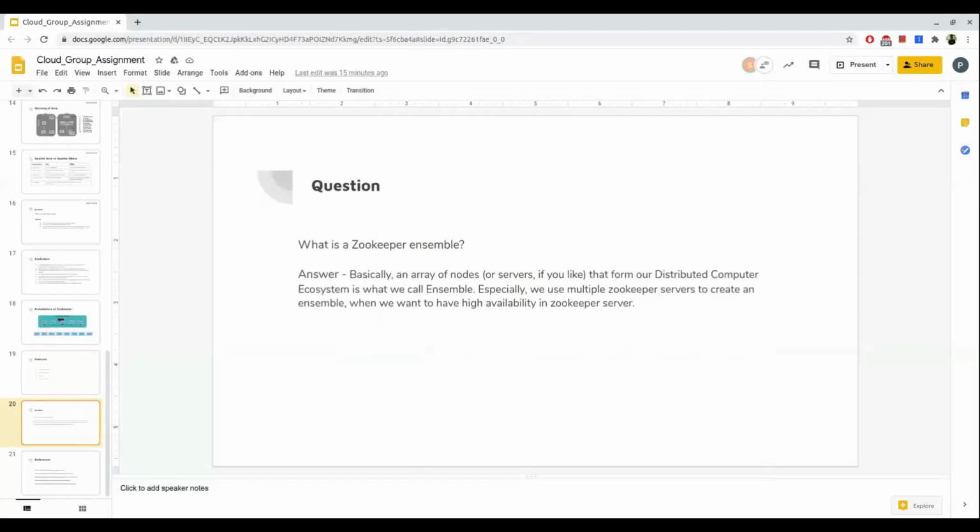Here we'll take one question on the topic of Zookeeper. What is a Zookeeper ensemble? When you want very high availability in Zookeeper, you use multiple Zookeeper servers to create an ensemble. Basically, the Zookeeper ensemble is an array of nodes. It has a master and slave architecture. In a Zookeeper ensemble, there will be one master and the rest will be slaves. If the master fails, one of the slaves will act as a master. That's it. Thank you.